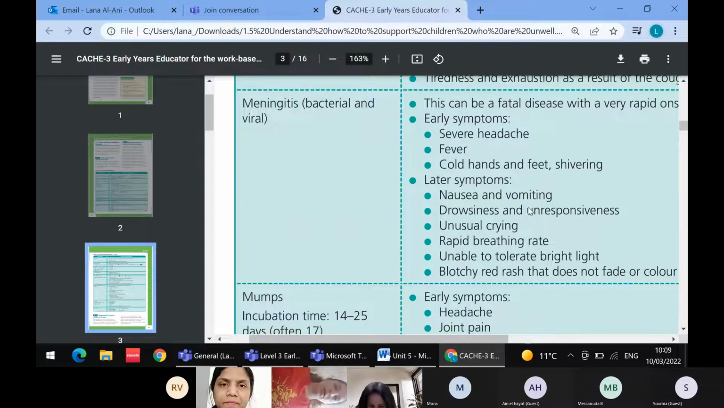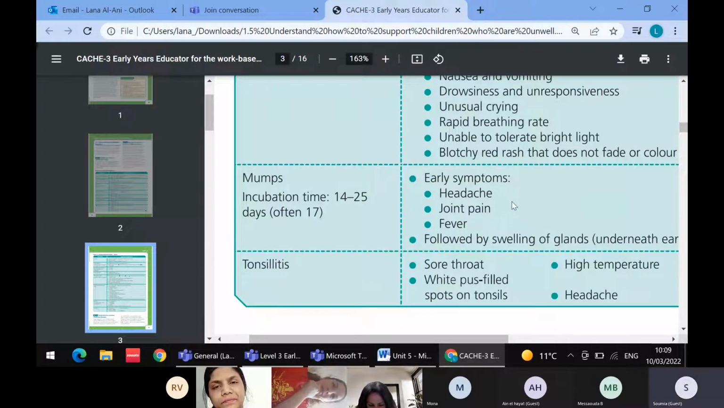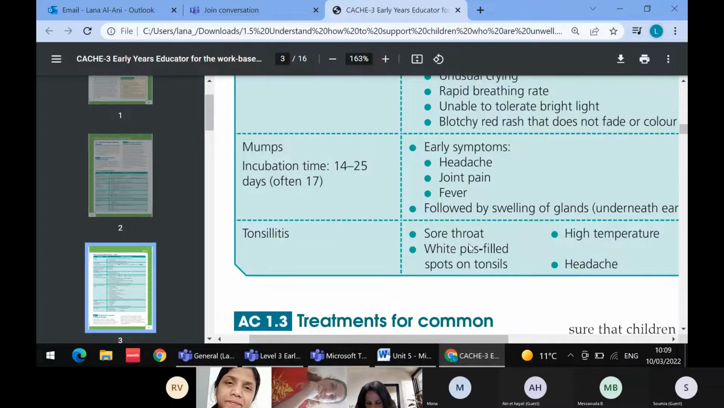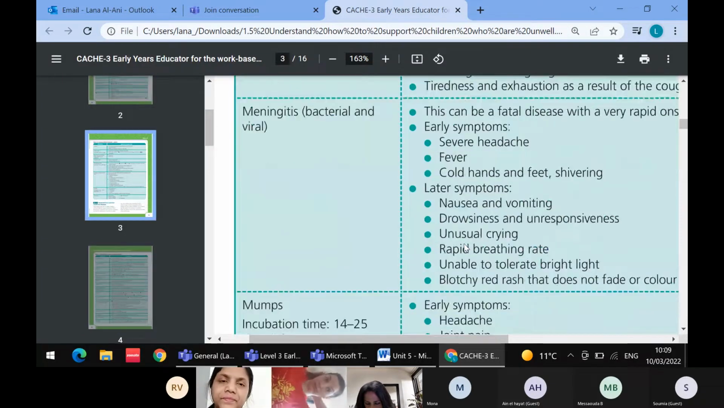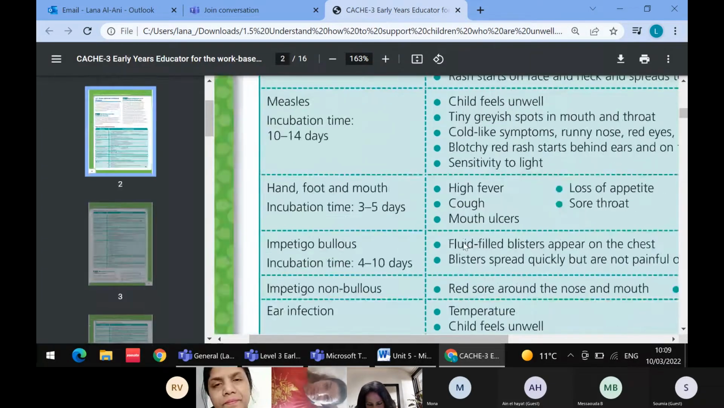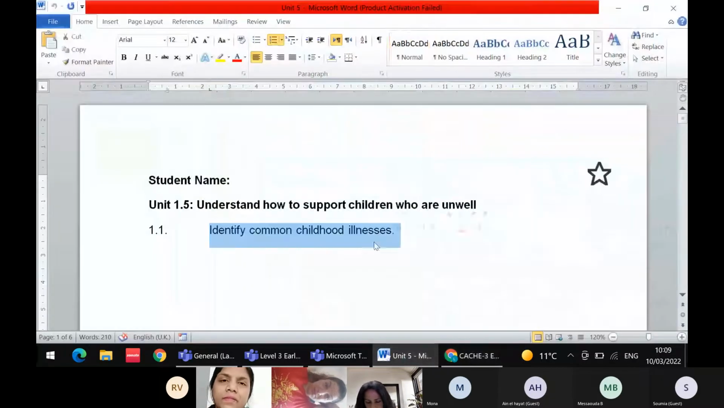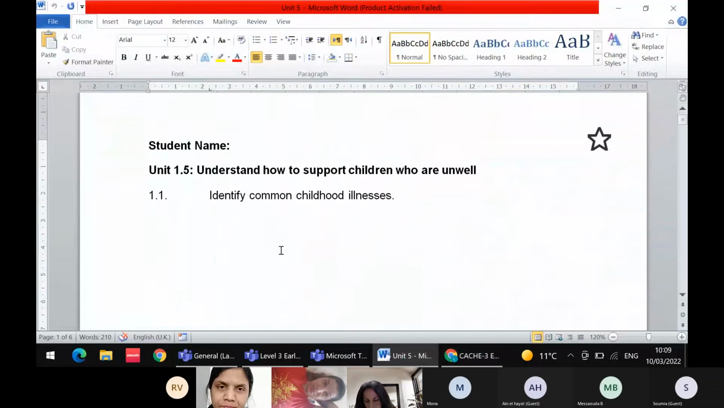Meningitis. Meningitis, very good. And mumps. Tonsillitis. Tonsillitis, very good. So all these are our common illnesses for childhood. So let us talk about the question where it says identify common childhood illnesses. So if I count them, just put the names of these illnesses to answer the question.